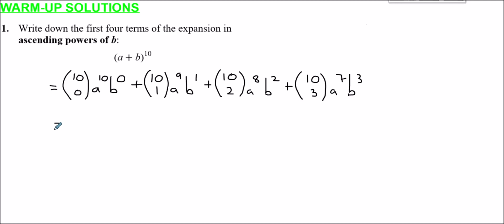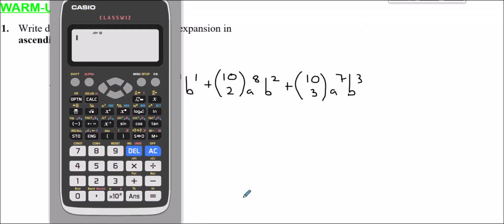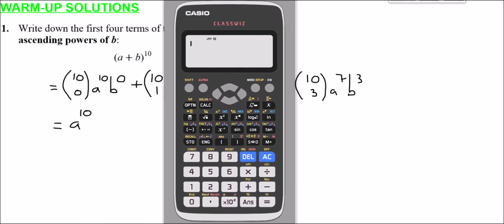Now all we need to do is work out what these terms are going to be. Well, 10 choose 0, that's just going to be 1. How can you pick 0 items from 10 to choose from? Only one way, you just don't pick any. B to the power 0, anything to the power 0 is 1, so 1 multiplied by a to the power 10 multiplied by b to the power 0 is 1 times this times 1, so that just gives us a to the power 10. You can, of course, work these out yourselves using the calculator if in doubt. So to do 10 choose 0, we do 10, then shift divide sign, 10 choose 0, which you will see is 1.